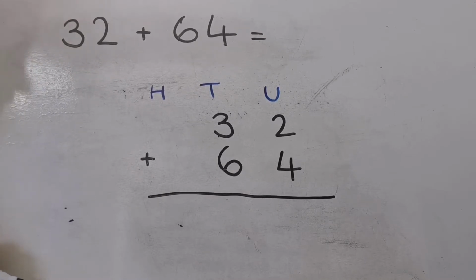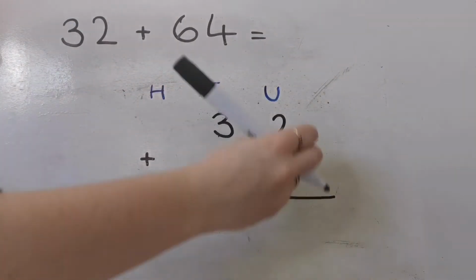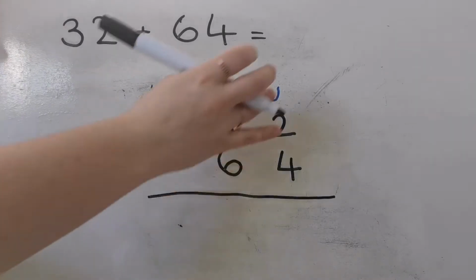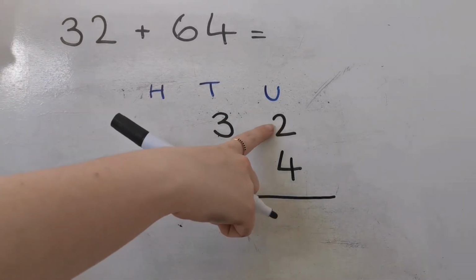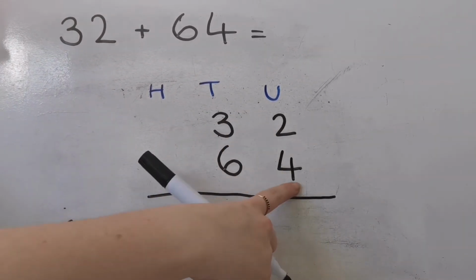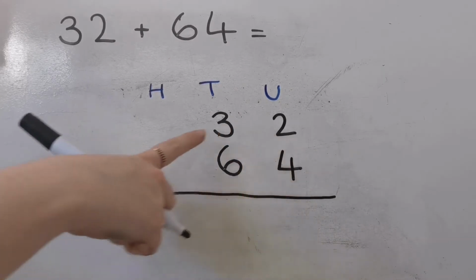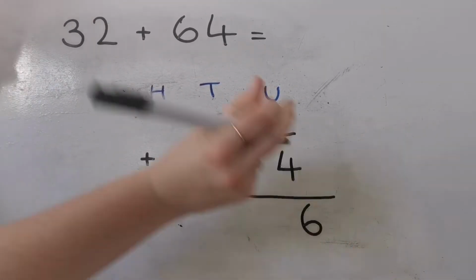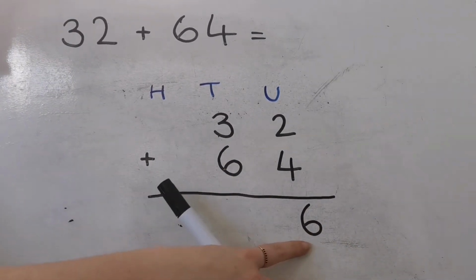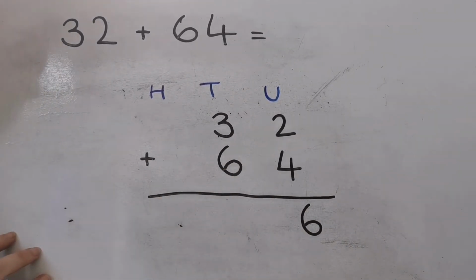So when we do any addition problem or subtraction problem, we always start with the column furthest to the right. So in this case, we have our units. Okay, so we're going to look at the units first. We have 2 plus 4 in our units column. So 2 units plus 4 units would give me 6 units. And I can write that 6 where I have given myself the space for the answer.